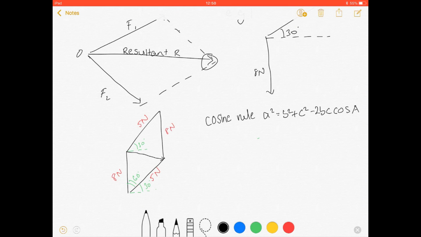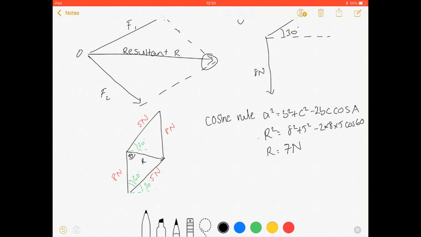Remember, make sure to label everything that's in the question. So this is the resultant force here. In the question it also asks us to work out the direction in which R is acting, so we need to work out this angle theta here as well. Now we know those 2, we can work out R. So R squared equals 8 squared plus 5 squared, because those are the 2 other sides, minus 2 times 8 times 5 cos 60, because that's the corresponding angle to the side R. If we put that into the calculator, we should get 7 for that.